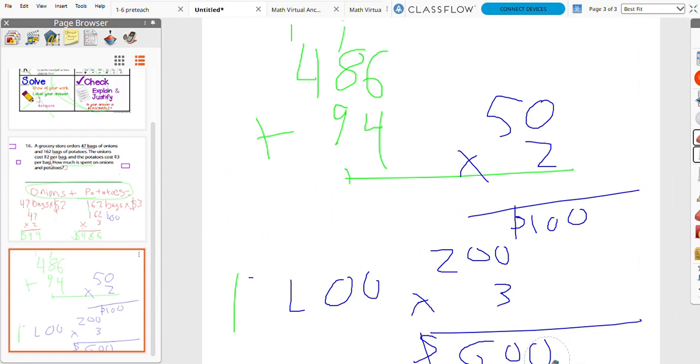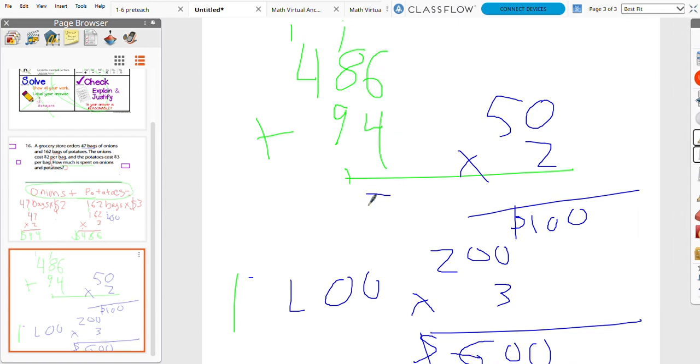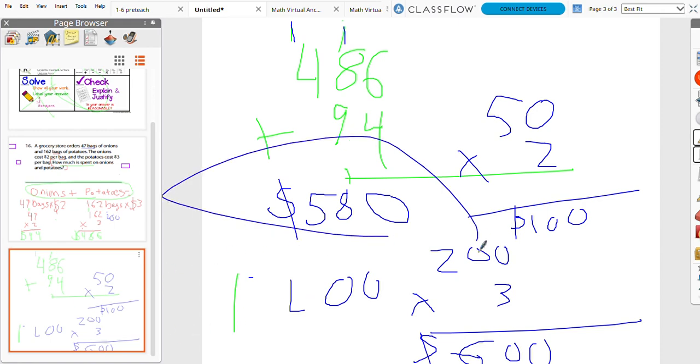Going back, my number should be close to 600. 6 plus 4 is 10. Carry the 1. 1 plus 8 is 9, plus 9 is 18. Carry the 1. If you don't write your numbers carefully, 1 plus 1 is 5, $580. I thought it was $980. That's because I wrote my 5 very sloppy. So that was my actual answer.